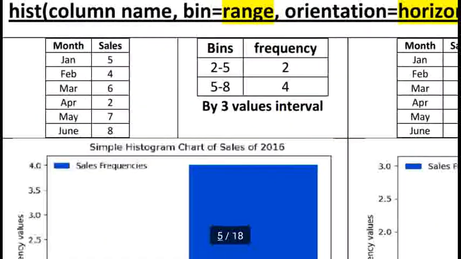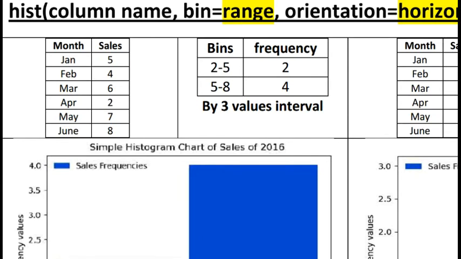Suppose month and sales: you can see Jan 5, Feb 4, March 6, April 2, May 7, June 8. Now, in this histogram chart we only show the frequency of our data. So first we create intervals, we can say bins, we can say categories. We must have a numerical column, and here sales is our numerical column.